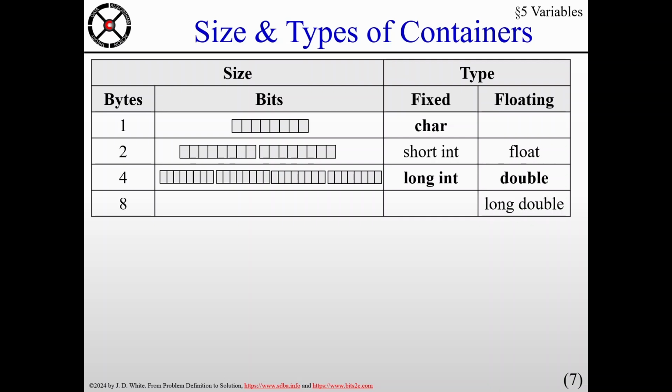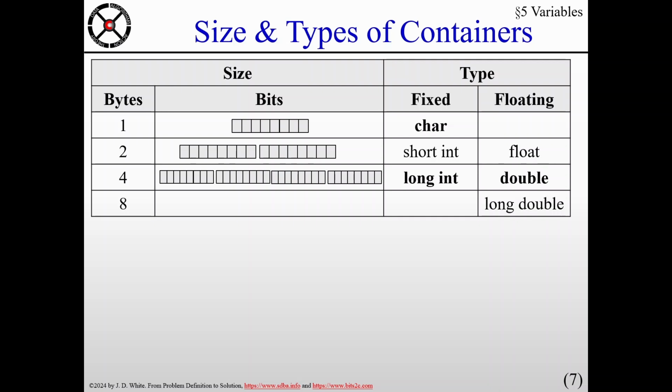For floating point, there's no such container with only 8 bits. For floating point, the smallest container has 2 bytes. Half of the bytes are used for the mantissa. The other half of the bytes are used for the exponent. Both types of containers have a 4-byte size container. For fixed point, it's called long int. For floating point, it's called double.